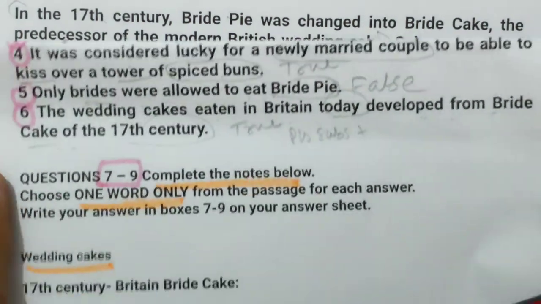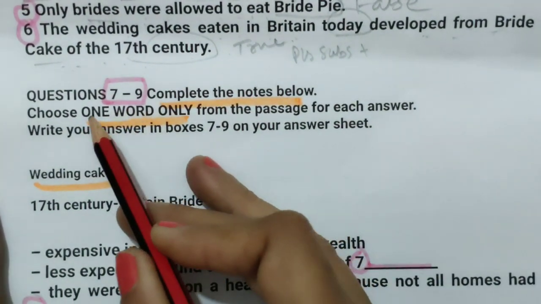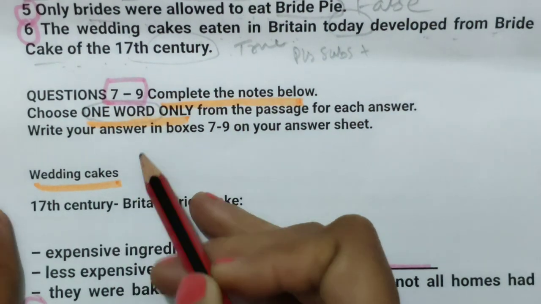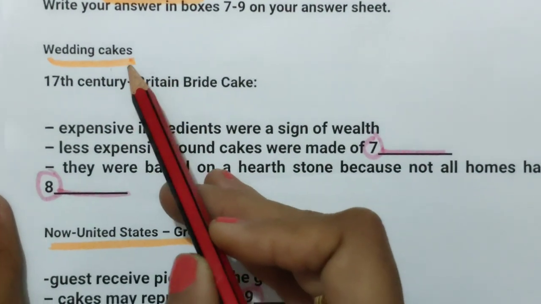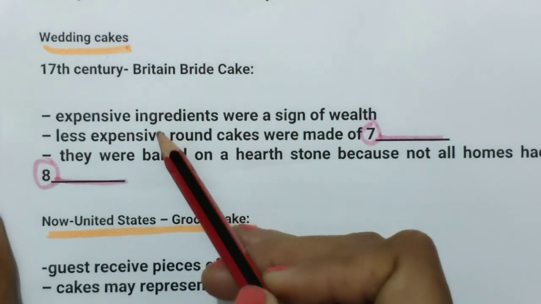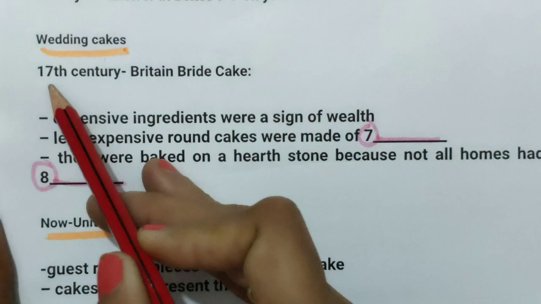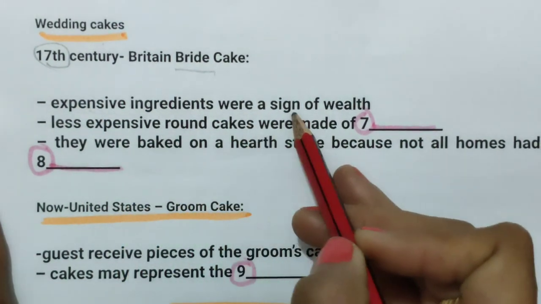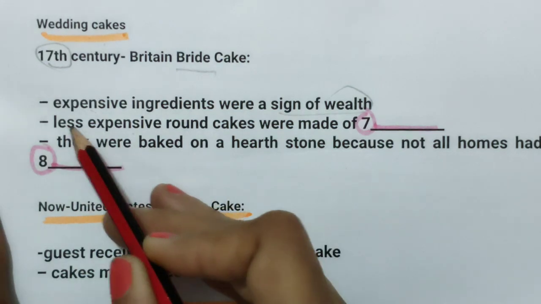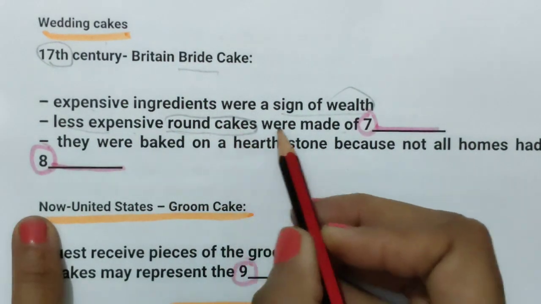Now let's do this. Complete the notes below. One word only. We have to take care of this one word. Instructions are really important. So here, notes means they will be giving some topics, and then we will find topics. You can say these are keywords only. Wedding cake, 17th century Britain, bride cake. Expensive ingredients were a sign of wealth. Less expensive round cakes were made of dash. So round cakes were made of dash, we have to find.